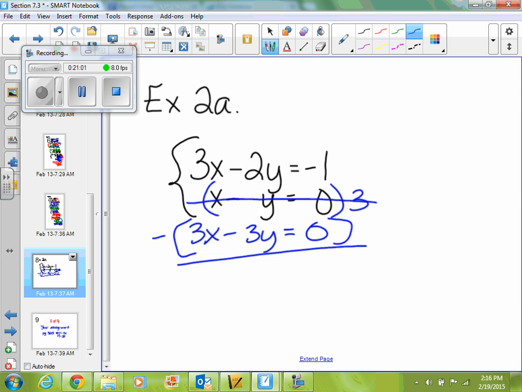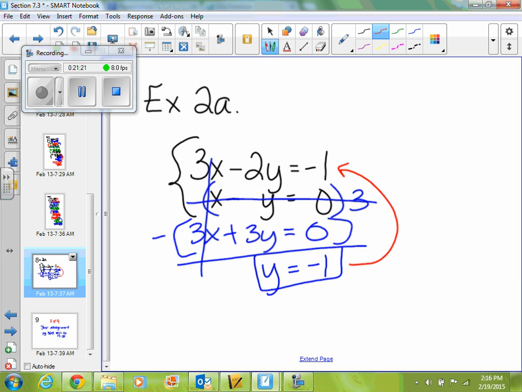I then need to combine my equation. So I'm going to subtract. 3x minus 3x cancels. Minus a negative becomes a plus. A negative 2y plus 3y gives me 1y. Negative 1 minus 0 gives me negative 1. So I know y equals negative 1.